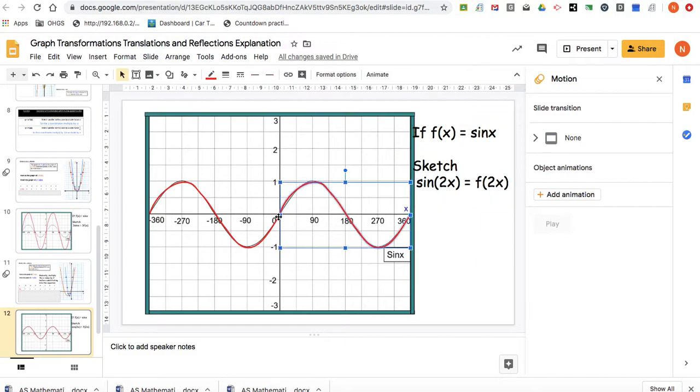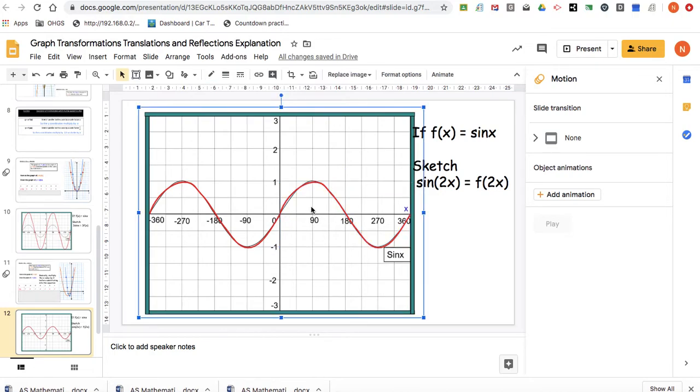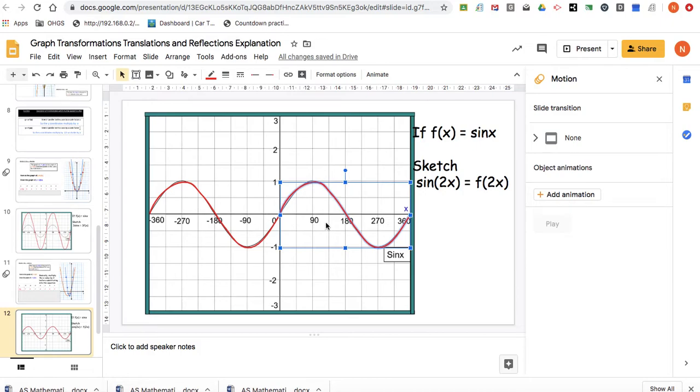So if you think about it here, at 0, 0, if I do 2 times 0, I'm still at 0, so it doesn't make any difference. But if you think here, if I've got 90, if I'm first of all multiplying an x value by 2 before I substitute it into the equation, what I'd actually be putting in is half of 90, which is 45. Here, at 180, what I'd actually be putting in, because I'm multiplying by 2 first, is 90. I'd multiply it by 2 to get 180, and then sine 180 is 0. Here I'd be putting 135 in, and here I'd be putting 360. So what actually happens here is my graph is squished.